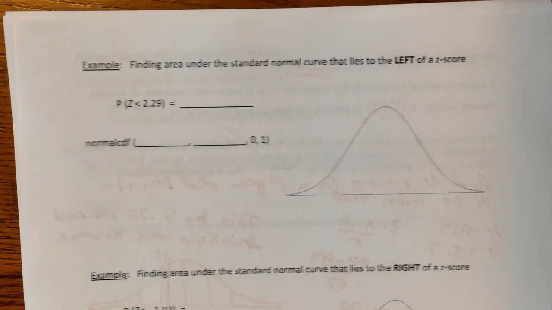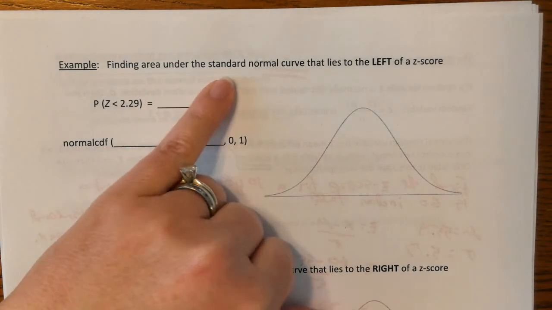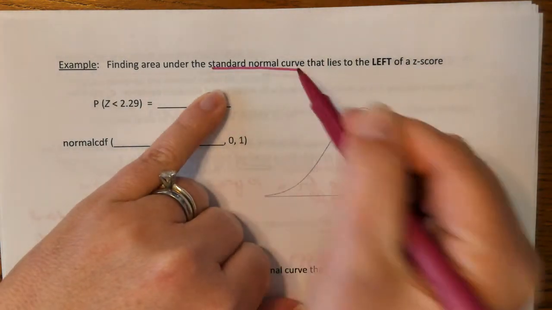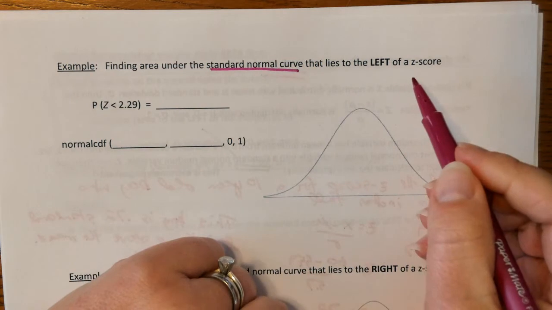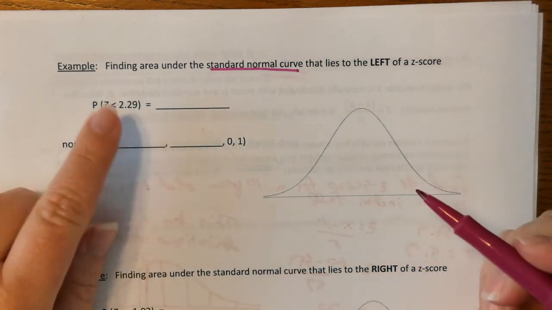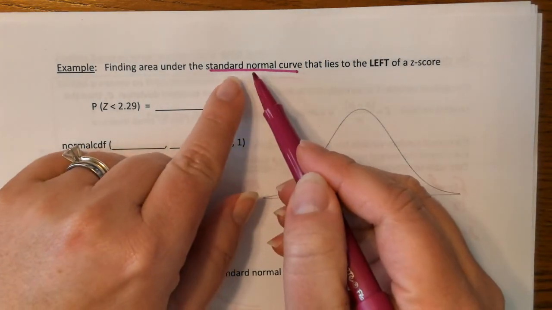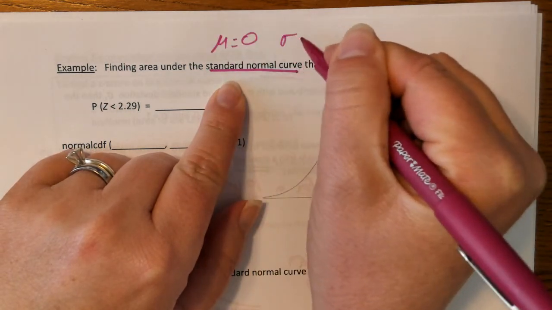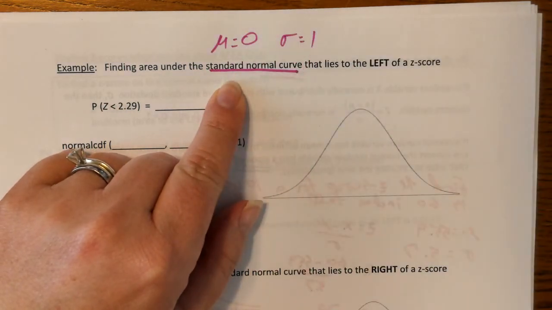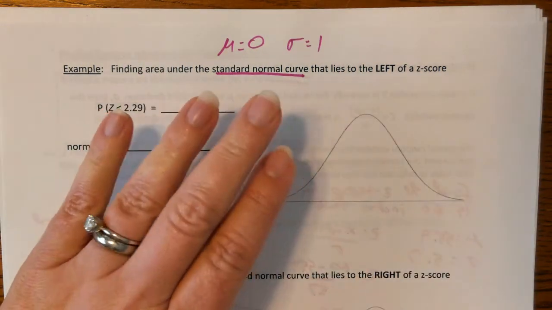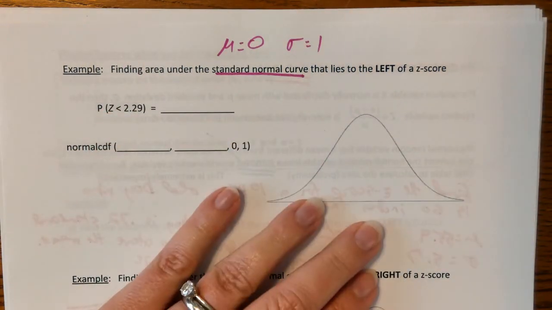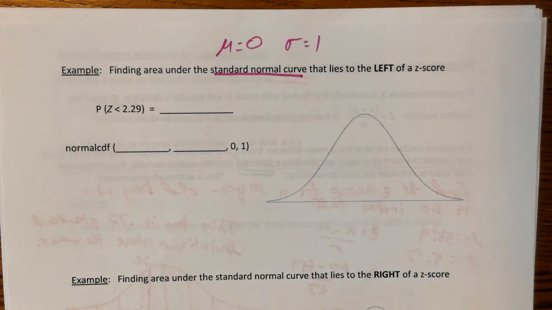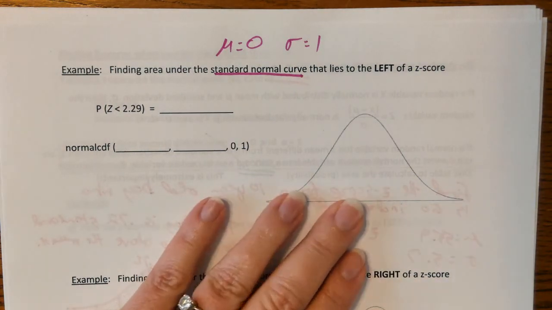Okay, so example here. Find the area under the standard normal curve that lies to the left of a particular z-score. Now remember, when they say standard normal, they're telling us that the mean is 0 and the standard deviation is 1. So I'm going to recommend that we draw a picture. You don't have to draw a picture. It's not going to be part of your homework necessarily, but I recommend drawing a picture. I think it will help you.